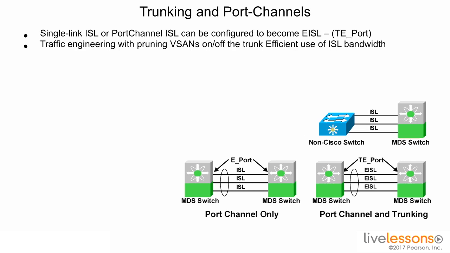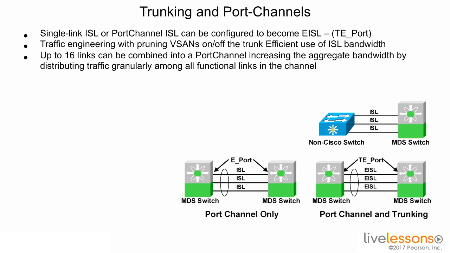You can also engineer the way traffic flows across these links by adding or removing vSANs similar to the way that you would add and remove a VLAN. This way you get the most efficient use of your inter-switch link bandwidth. You can have up to 16 links combined into a port channel, and this increases your aggregate throughput by distributing traffic across the links in the port channel.